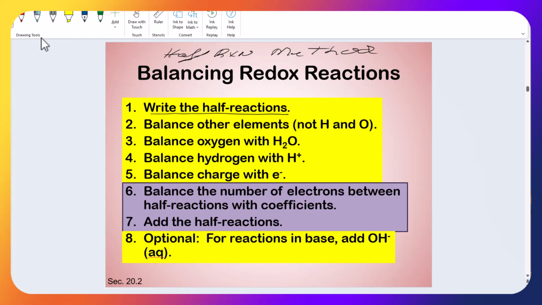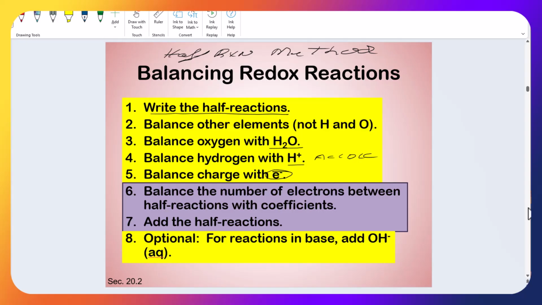Then we balance oxygen with water. That's different. Balance hydrogen with H plus, and this is under acidic conditions. We're going to balance under both acidic and basic conditions. We balance charge with the electrons, and then we may need to multiply the reactions by a coefficient in order to get the electrons lost to equal the electrons gained. You can't have different numbers of electrons oxidizing and then reducing.